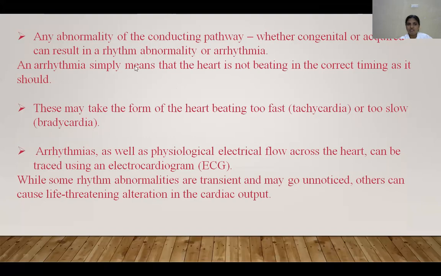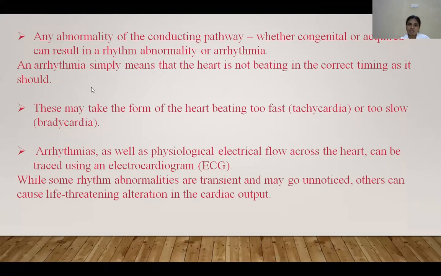So if there is any abnormality of the conducting pathway, meaning any part, SA node or AV node, what happens? It may be congenital or acquired. It results in a rhythm abnormality, or arrhythmia, so the heartbeat is not normal. What is this condition called? Arrhythmia. It may be congenital or acquired.